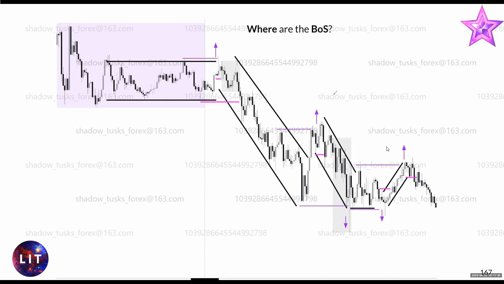Then what's the next thing we do? Break of structures, relevant break of structures. So as you marked this one earlier, right? So you have this inducement in here.